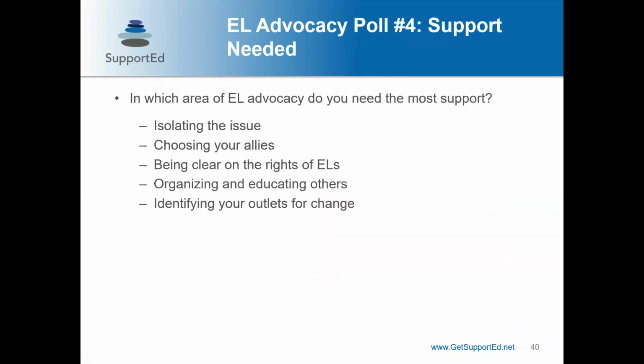and you can keep typing in the chat. And so our last poll is to see in which area of EL advocacy of the 5 steps you think you might need the most support. And so is it in isolating the issue, choosing your allies, being clear on the rights of English learners, organizing and educating others, or identifying your outlets for change? So where do you need the most support at this point in time?